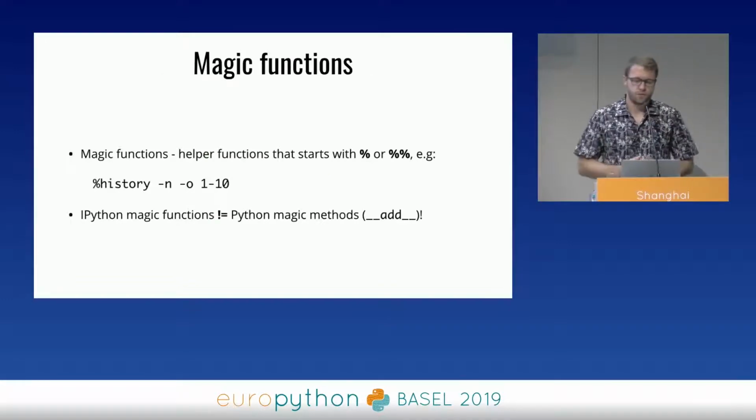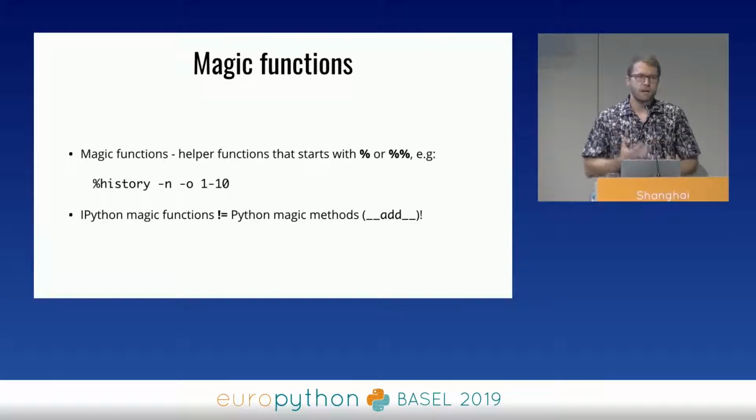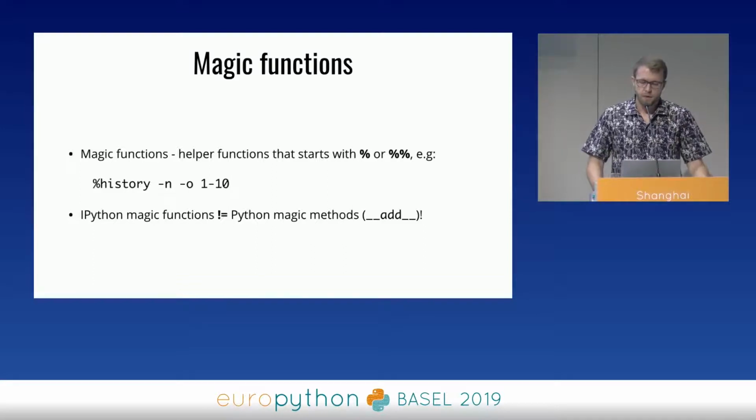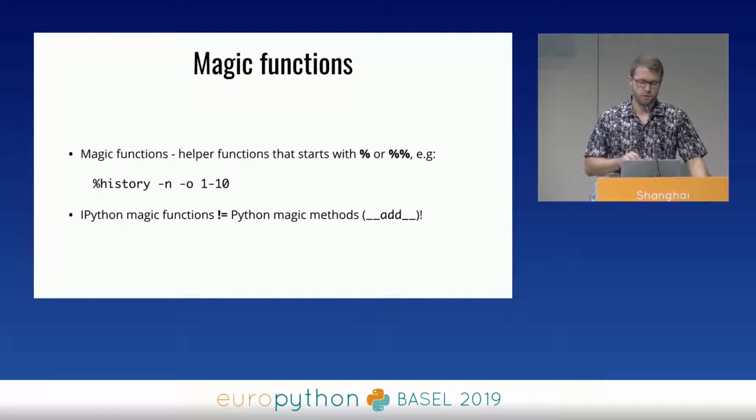One of the coolest features of IPython are the magic functions. Magic functions are a bunch of helper methods that start with 1 or 2 percentage signs. Why the percentage sign? Well, to distinguish them from standard Python functions, as they behave slightly differently. For example, they don't require parentheses when you're passing arguments. Just keep in mind that in Python, the dunder methods, so methods that start with 2 underscores, are also called magic functions or magic methods. But those functions are something completely different than IPython magic functions.